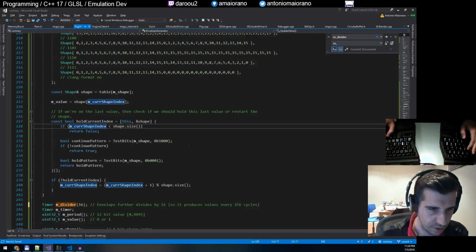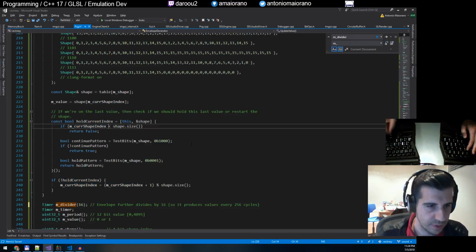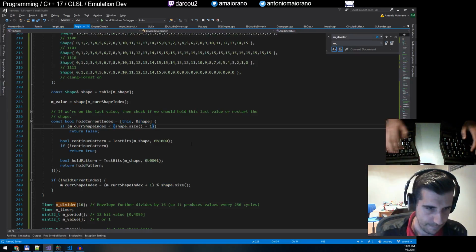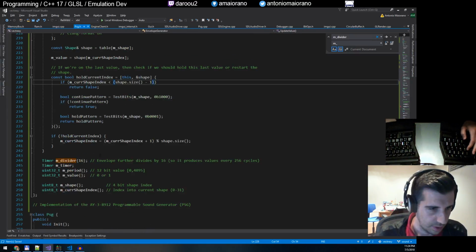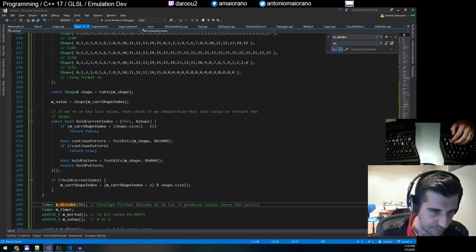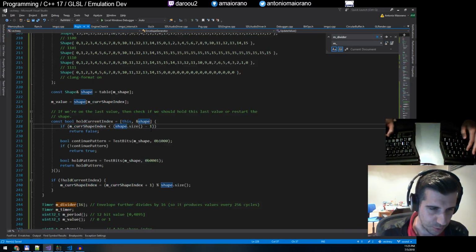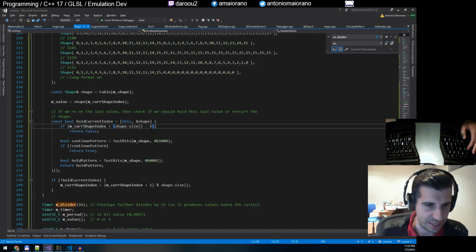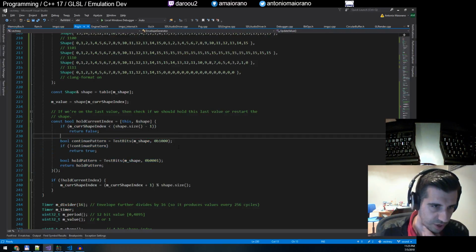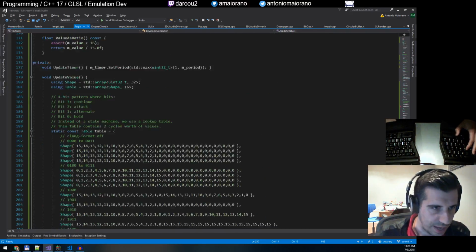Oh yeah, there is something wrong. I already see it. That's what's wrong. Here, so let's see. Basically I was checking if the shape index is less than the shape size, which is going to be pretty much always true. We want to say when it's less than the shape size - 1, so that when it gets to the last index, then we continue down here to check if we should be holding or not. So that should fix that.